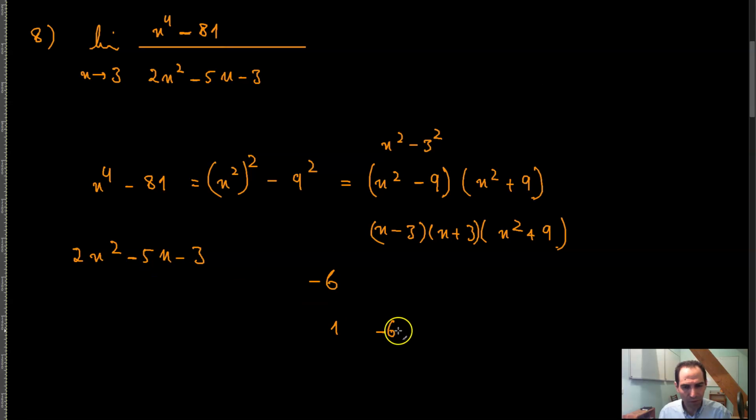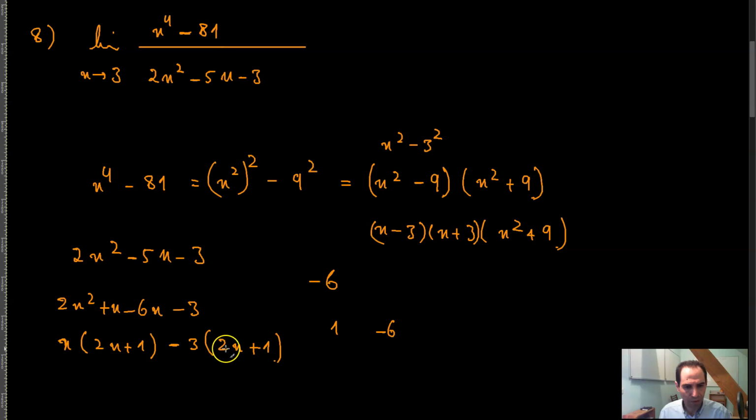So I write this as 2 times x squared plus x minus 6x minus 3, which is the same thing as x times 2x plus 1 plus or minus basically. If I take 3 out here, I will get 2x plus 1, right? So that's negative 6x negative 3. So that's x minus 3 times 2x plus 1. That is your denominator.